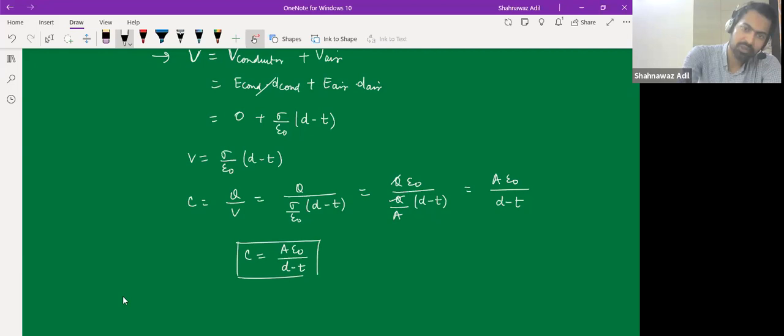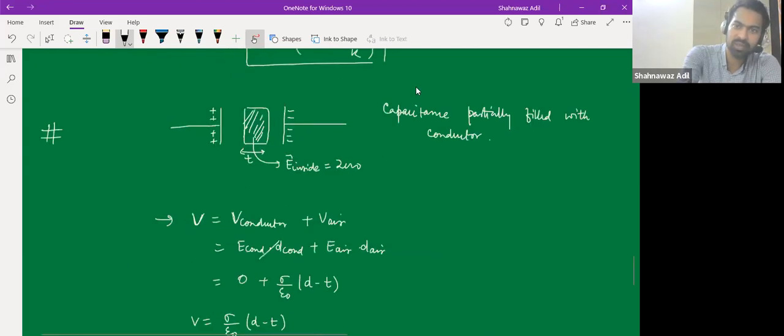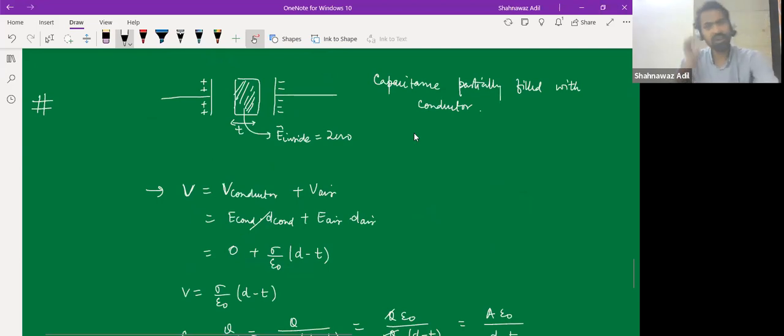So you guys quickly note it down, and then we'll do the other kinds of capacitor. This much is all we need to know about the parallel plate capacitor, right?